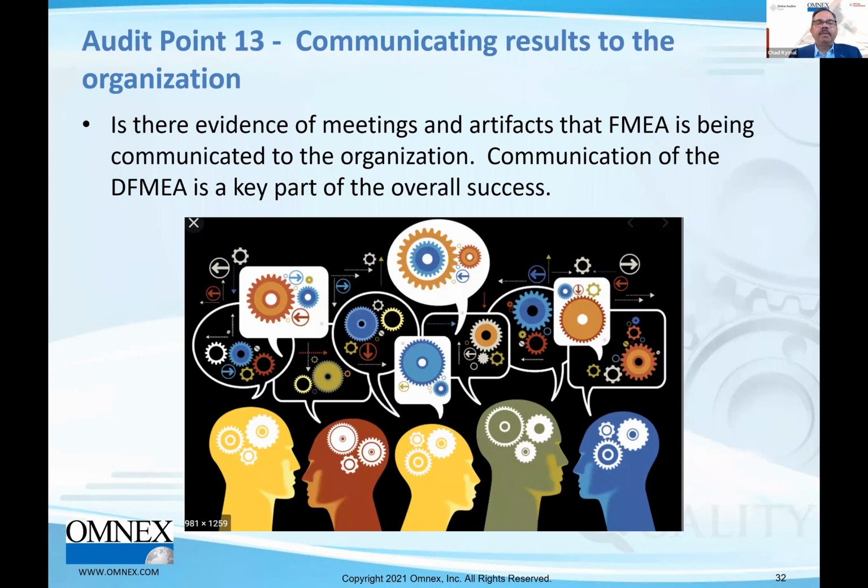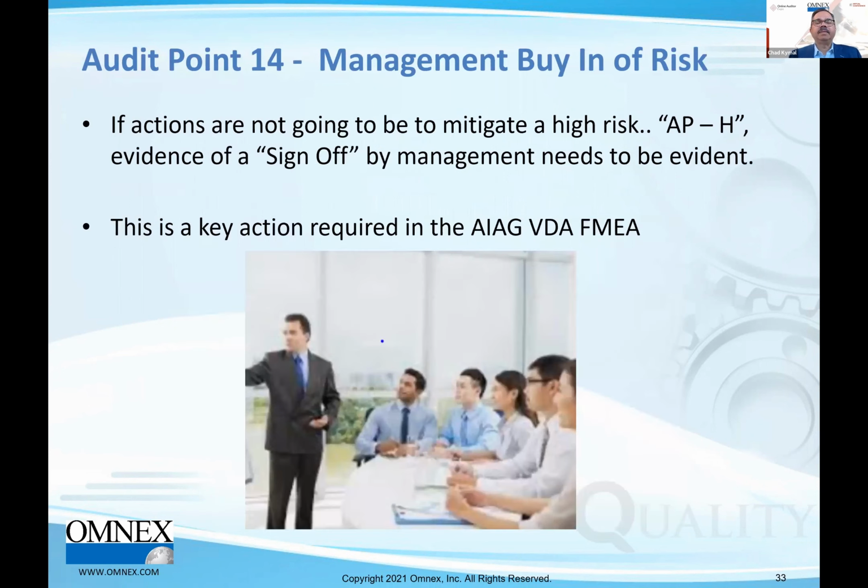The whole point of the FMEA is communicating. One of the steps is the evidence of meetings and artifacts that the FMEA is being communicated to the organization. It's a key part of DFMEA success. So as I said earlier, if actions are not going to be mitigated, especially a high one, there needs to be a sign-off by management. They need to share that evidence with the auditor.